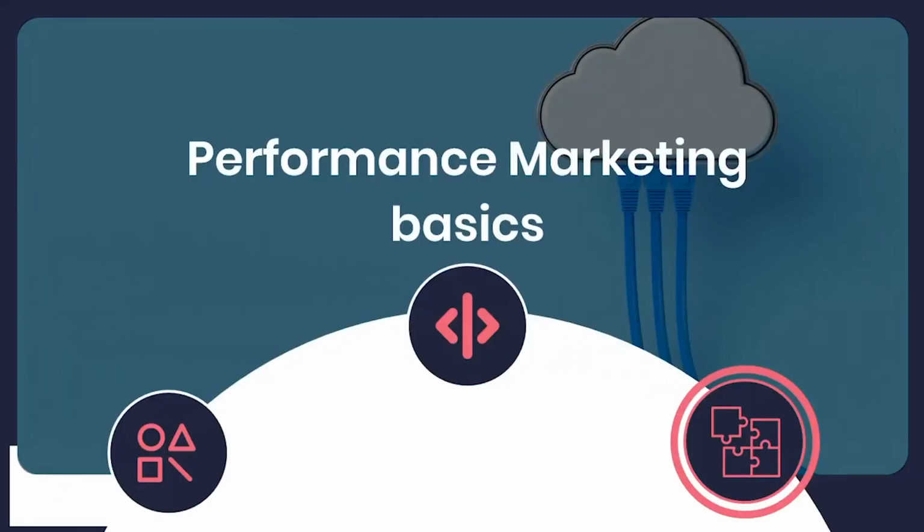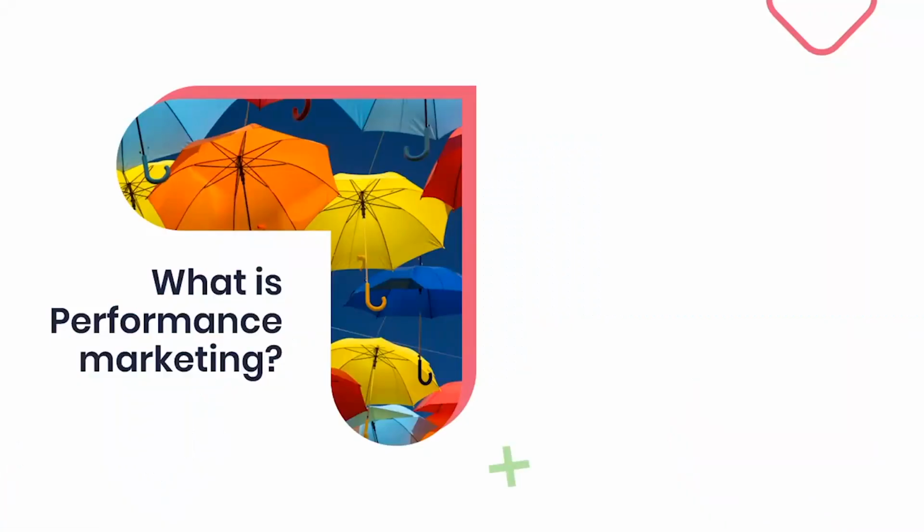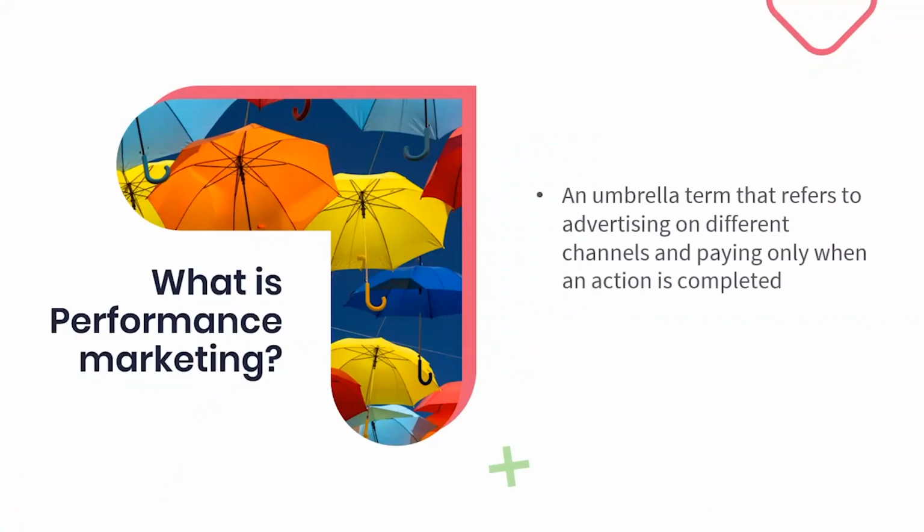Let's go into the last topic of your intro to digital marketing, which is performance marketing. So what is performance marketing? Well, essentially, it's an umbrella term that refers to advertising on different channels and paying only when an action is completed. For example, a click or lead or a sale, that would be considered as an action being taken. So you don't pay for impressions, you only pay for the results, the performance of the ad essentially.